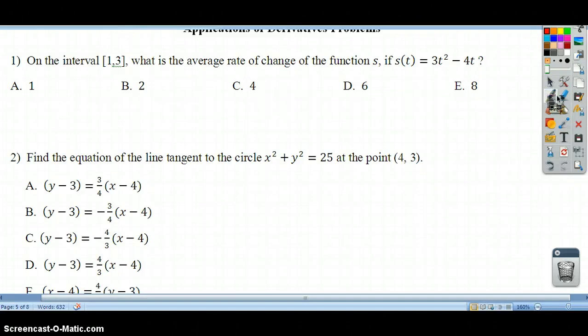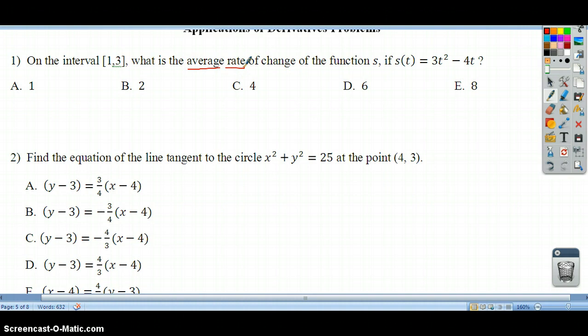Okay, so now we're on to applications of derivatives. So we'll start with number 1. On the interval 1 to 3, what is the average rate of change of the function if s is 3t squared minus 4t? So we see average rate of change. So we know that we're looking for that with a slope.